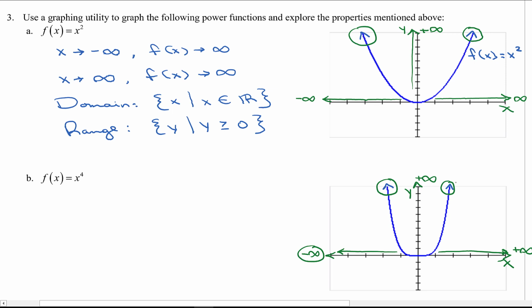So it looks like whenever the power on our power function is even, this same thing is going to continue to happen. Once again, as x approaches negative infinity, f of x approaches positive infinity, because whenever you raise a negative number to an even power, it's going to end up being positive. And when x approaches positive infinity, f of x is going to approach infinity as well. The domain and the range are going to remain the same for this function.